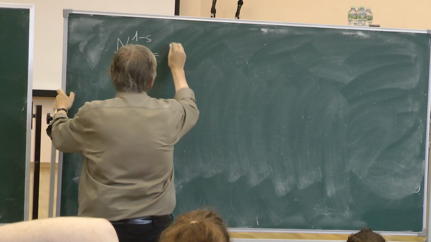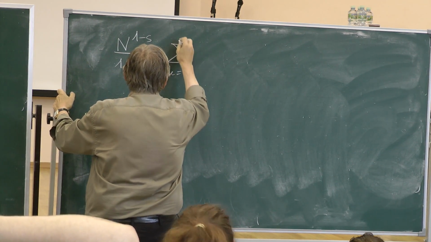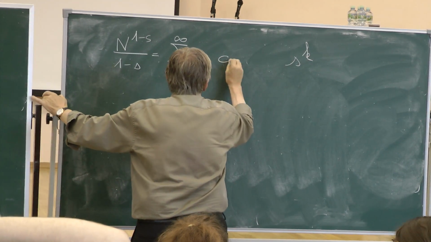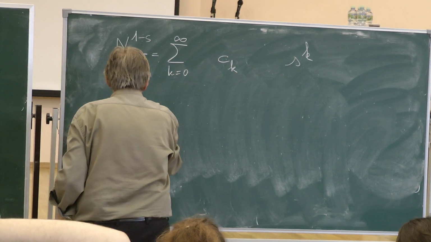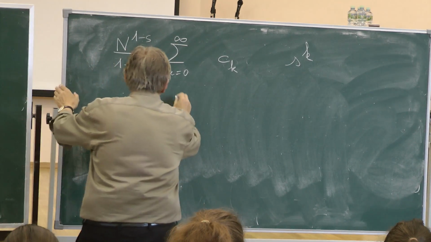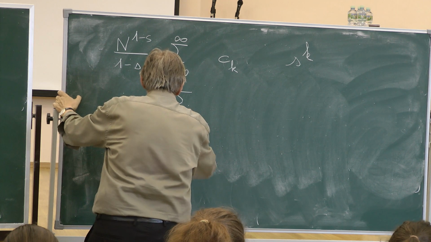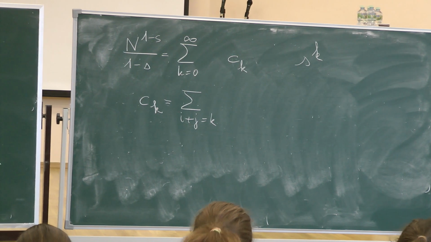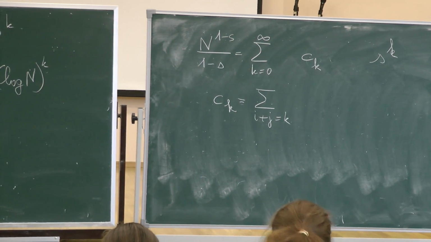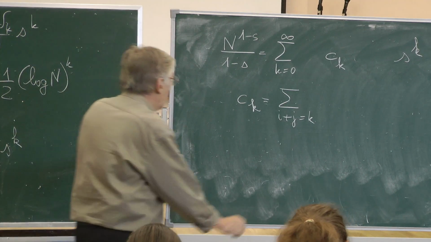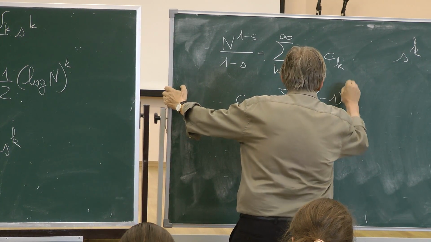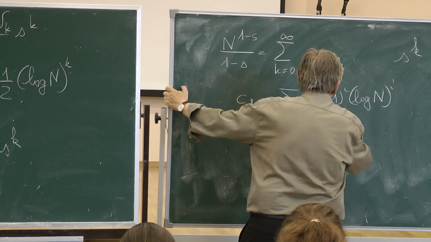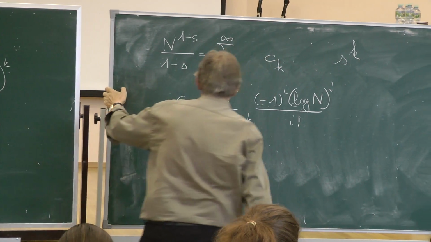This is the sum for k going from 0 to infinity of s to the power k, and I have here a coefficient c_k. My coefficient c_k is just the sum for i plus j equal to k of the coefficient here of index i and the coefficient here of index j. The coefficient of index j is just 1, so it is (-1)^i times log capital N to the power i divided by i!.